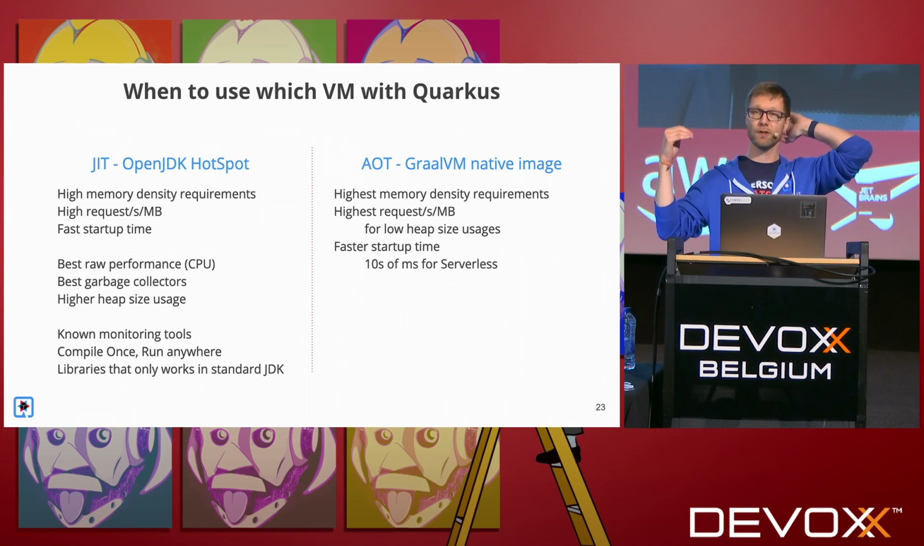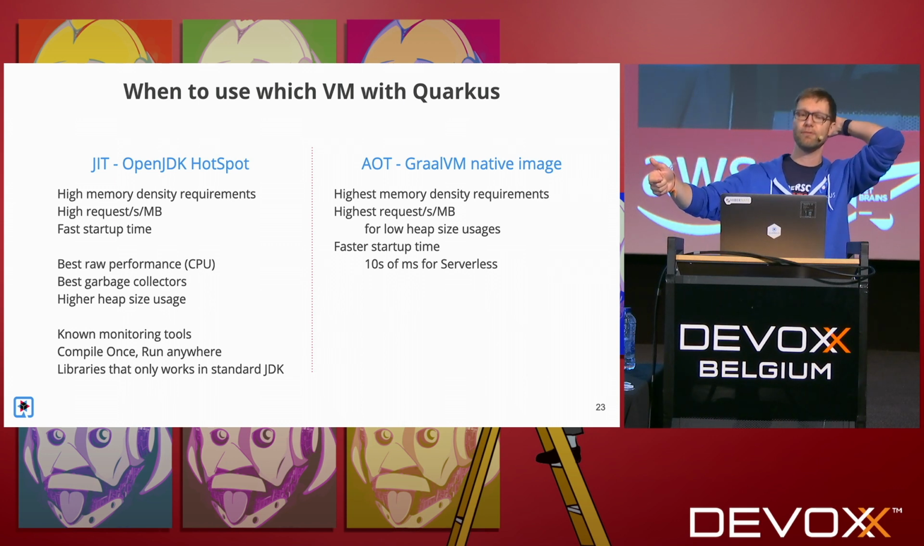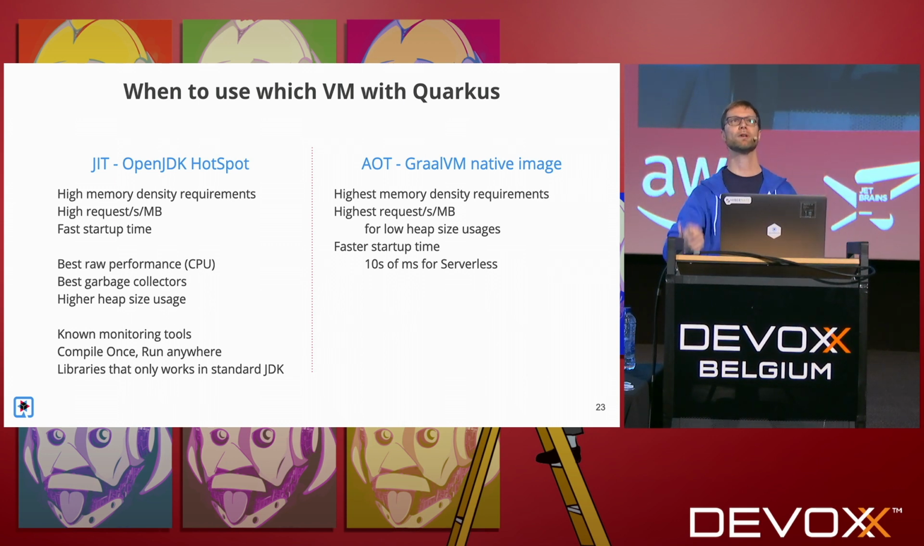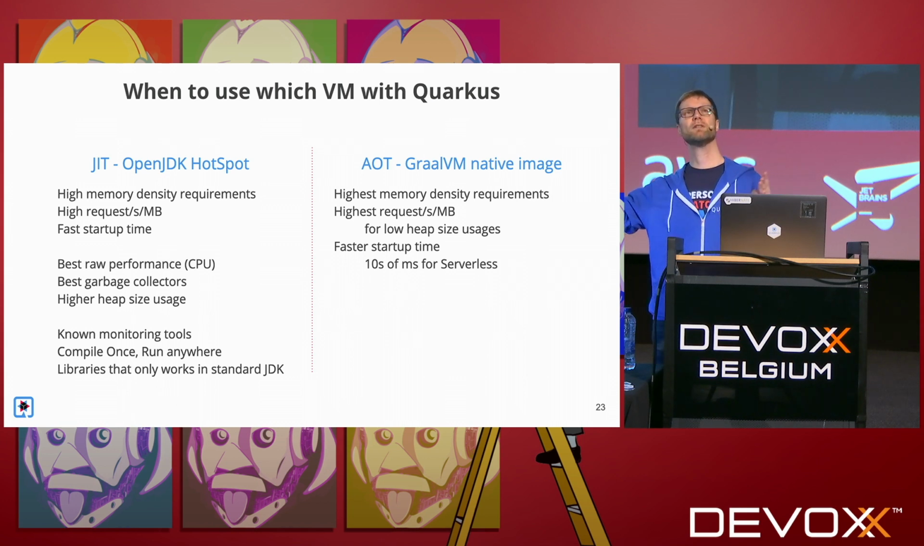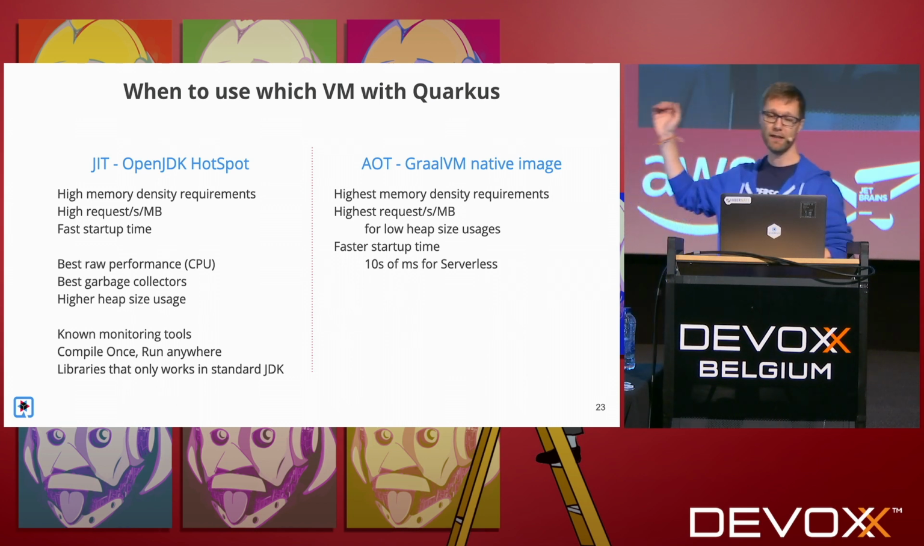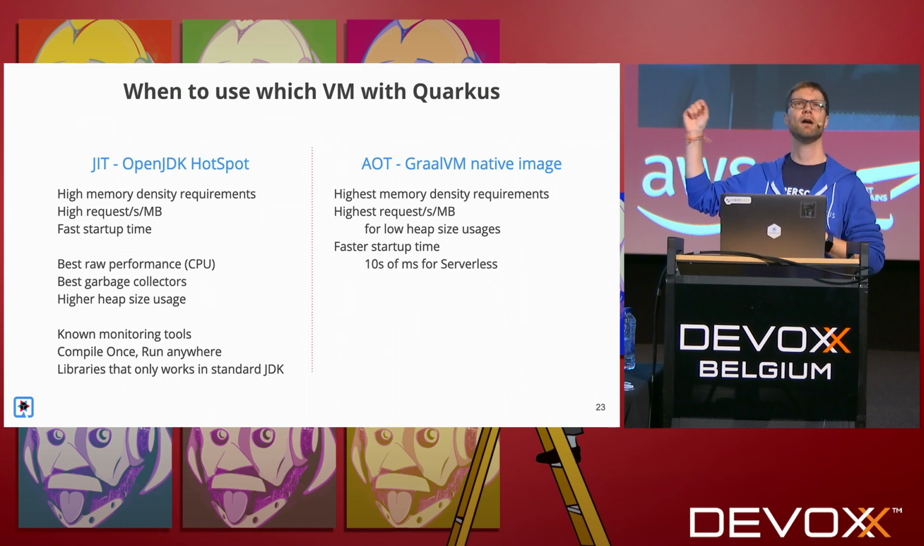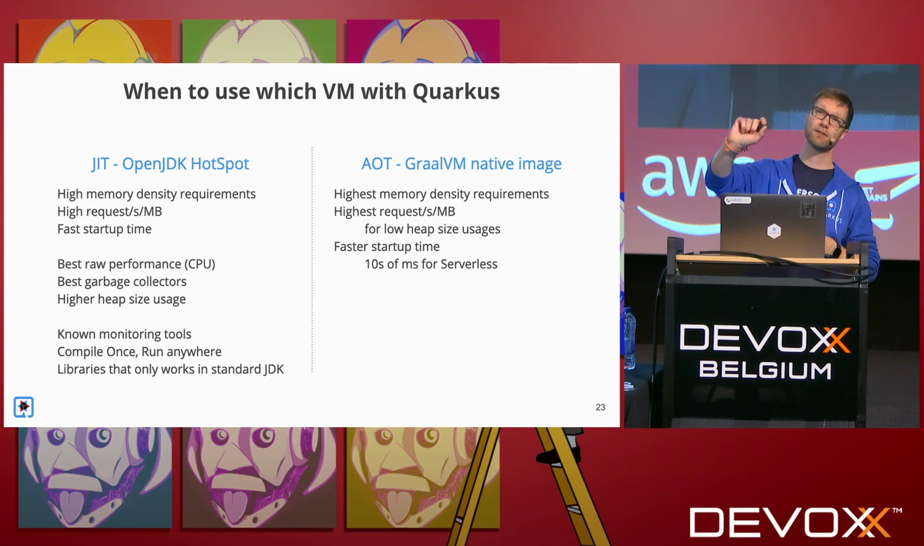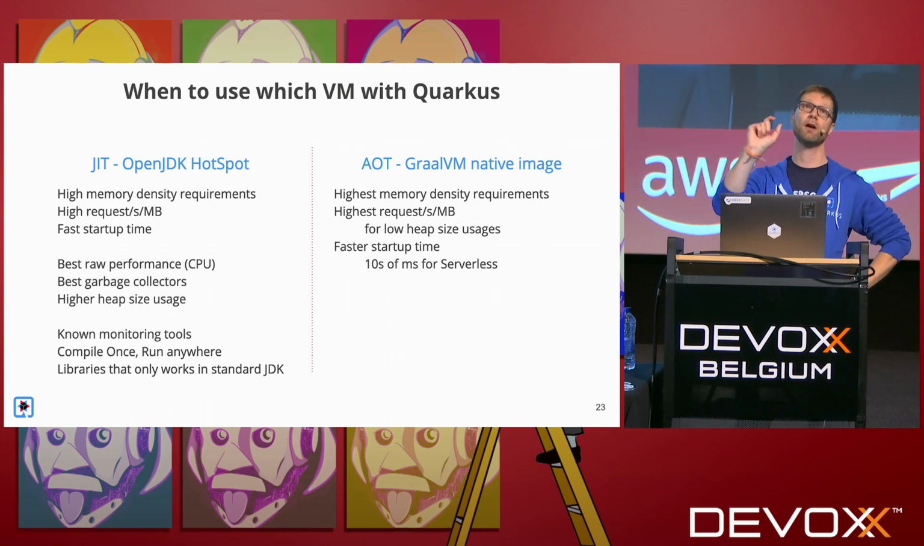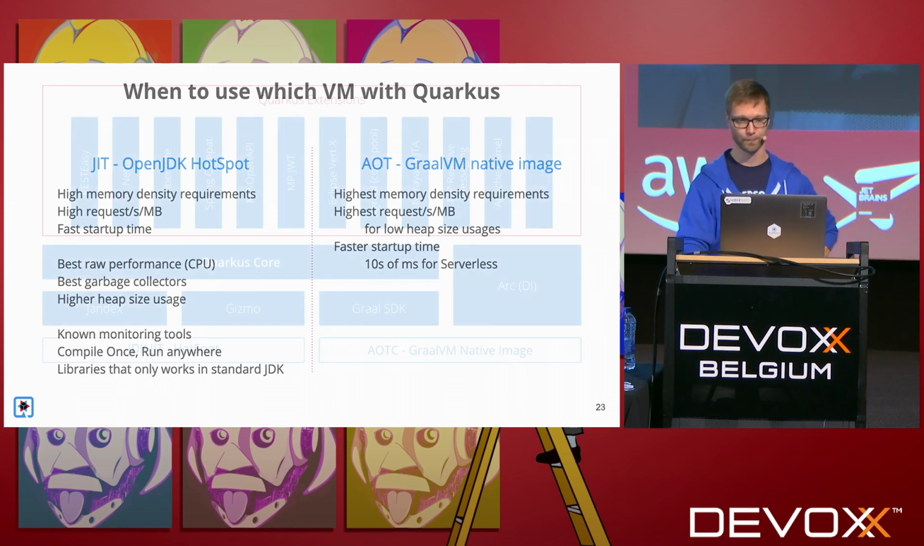With GraalVM, you can go the extra mile, right? You go to 11 on the number of requests per second per megabyte. This is figurative, by the way, not 11 requests per second. And if you have a reasonably okay heap size, then that's probably where you should go for that. And if you have startup needs that are really sub 100 milliseconds, go for the ahead-of-time compilation.